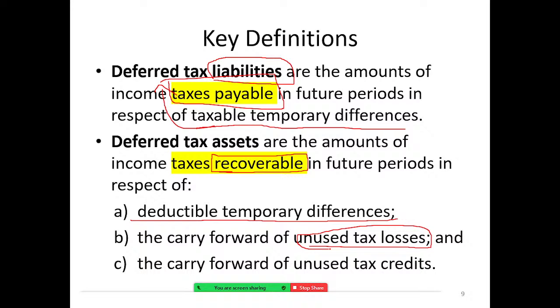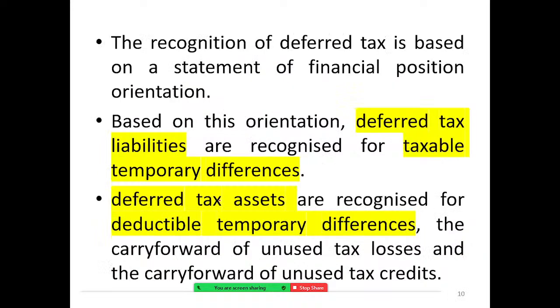Normally when entities earn profit, they pay tax to the government, and if the entity ends up with a loss, the government will give some sort of... no, not tax credit, that's different. What do you call it? Carry forward of business losses. Due to that, deferred tax assets also arise. And the third is carry forward of unused tax credits. Tax credits also cause deferred tax assets.